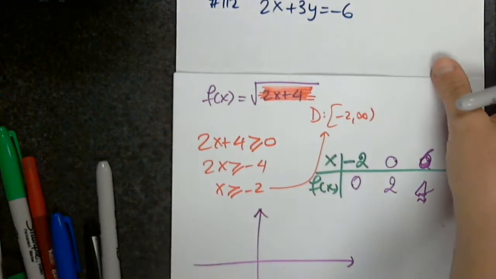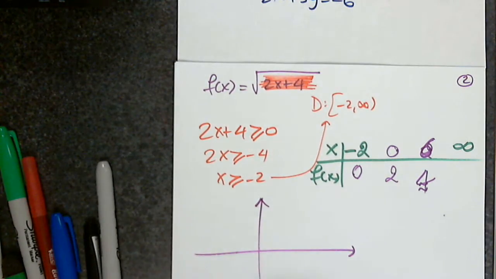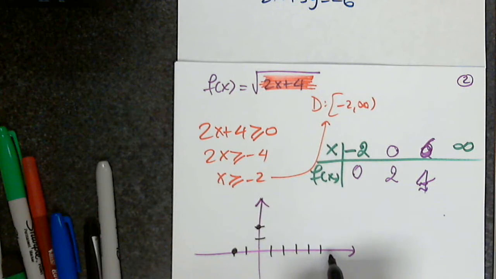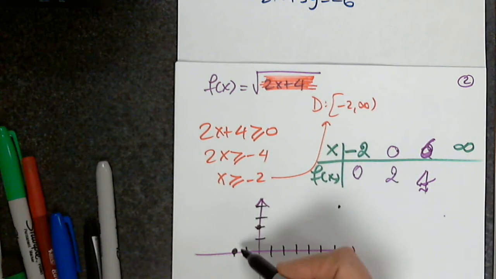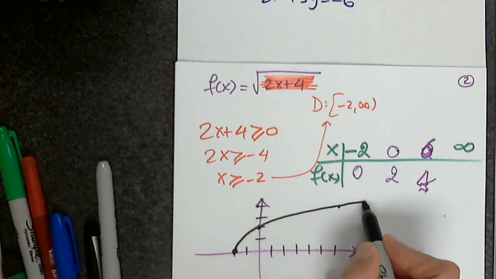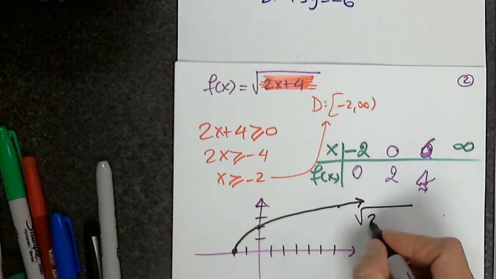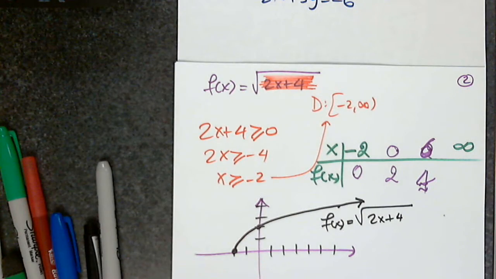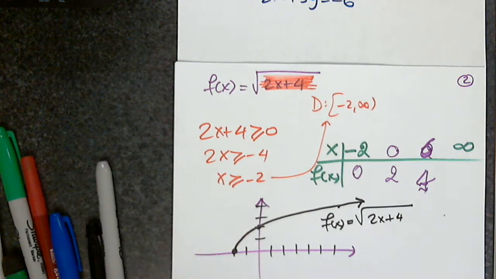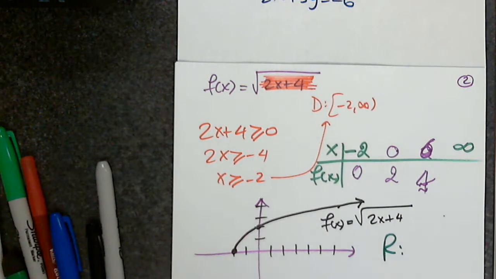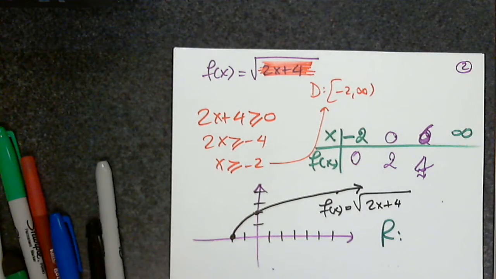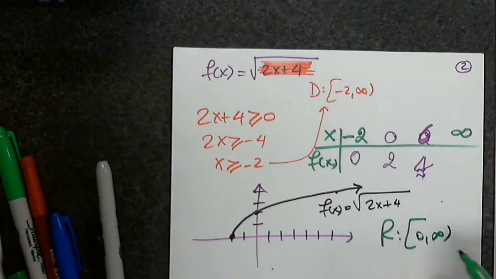Good. So the first ordered pair from left to right. Very good, right here. 0, 2. And 1, 2, 3, 4, 5, 6, 1, 2. And I know the graph is not a line. So this is the square root of 2x plus 4. Yes, I will ask you also to identify the range. What will be the range of this function? Range, please. Correct. Very good. Perfect.